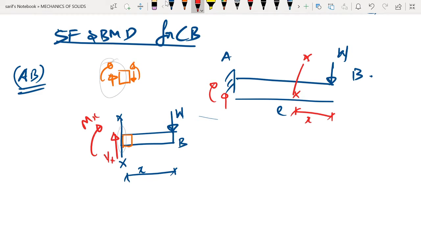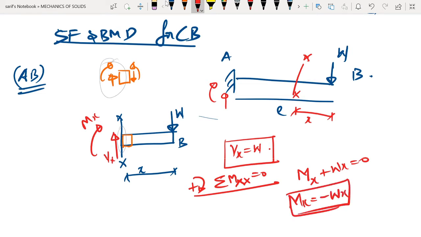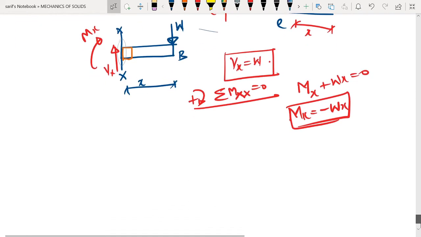Now to calculate the value of Vx and Mx, if you go for sigma Fy equal to 0, we will get Vx equal to W. This will be the expression for shear force. If you take sigma M about the section XX equal to 0, we will get Mx plus W into x equal to 0. We will get Mx equal to minus Wx. So these are the expressions that we have. Once we have the expressions, we only have a single region.